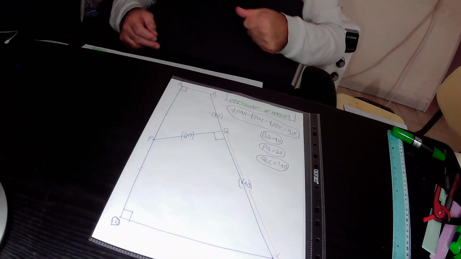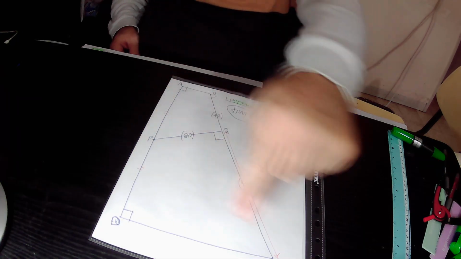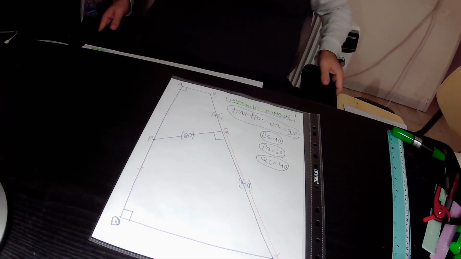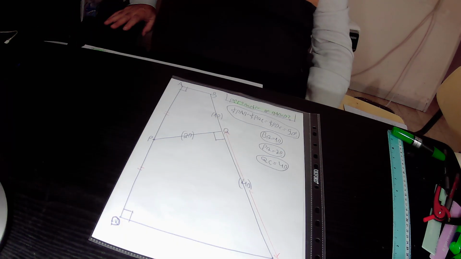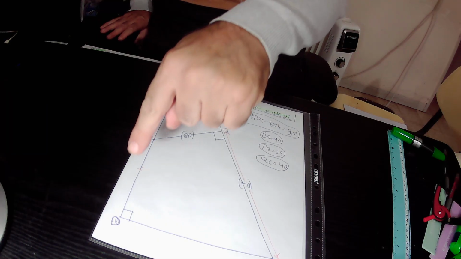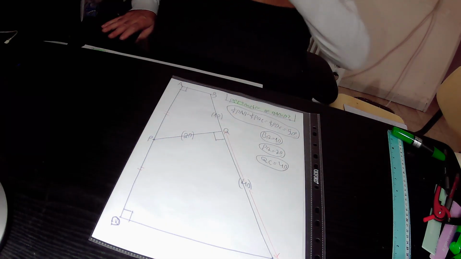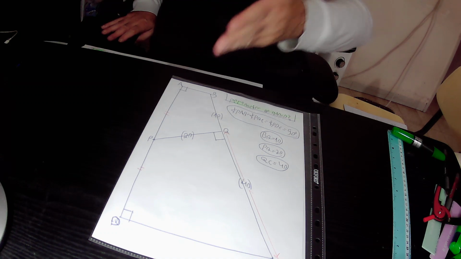On the first question, our task is to find the perimeter of this quadrilateral ABCD. The perimeter of any quadrilateral is equal to the sum of its four side lengths. That is to say, it is equal to AB plus AD plus DC plus CB. So we have to find the perimeter of this quadrilateral ABCD.